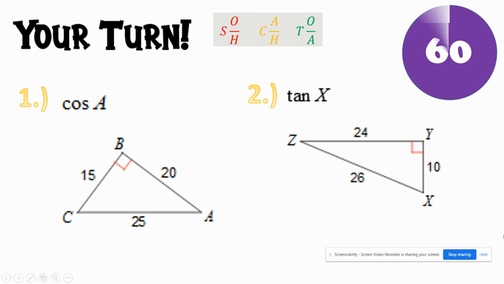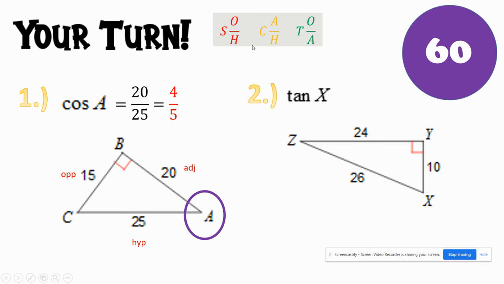Let's see how you guys did. For number 1, cosine of angle A, the first thing I like to do is draw attention to the angle that I'm working off of, because that makes a huge difference. I label my three sides, so the hypotenuse, the adjacent side to that angle, and then the opposite side to that angle. And cosine is the adjacent over the hypotenuse side length. My adjacent side was 20 and my hypotenuse was 25. Make sure if you can simplify that fraction that you simplify it. So if you got 4/5 for number 1, awesome job.